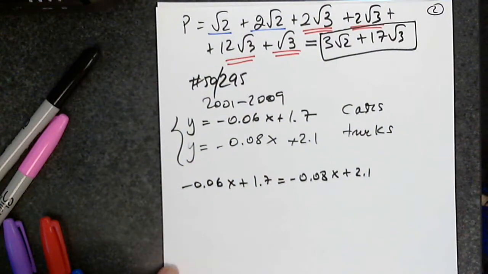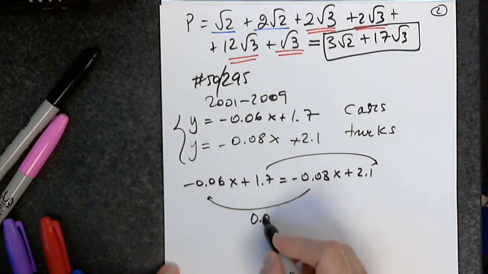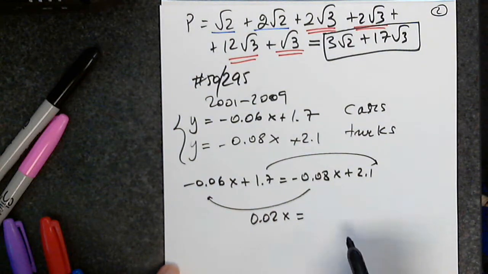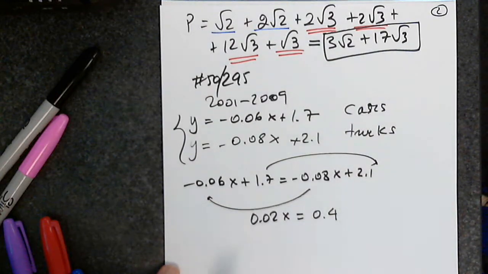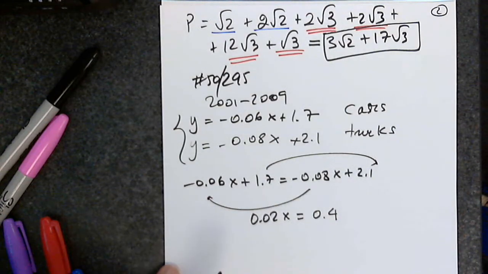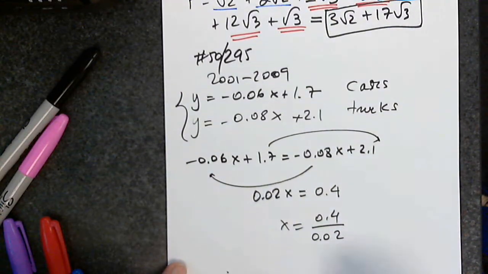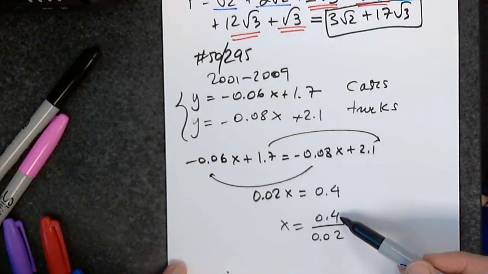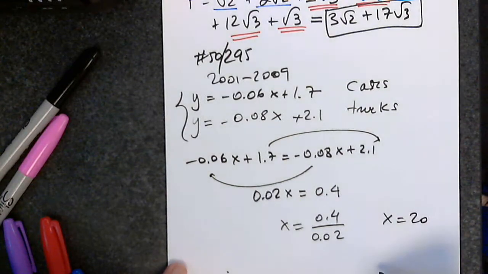Very good. I'm going to move this to this side and this to this side. So I get 0.02x equals 2.1 minus 1.7, which is 0.4. 21 minus 17 is 4. So therefore x equals 0.4 divided by 0.02, which is basically 40 divided by 2. So x equals 20.